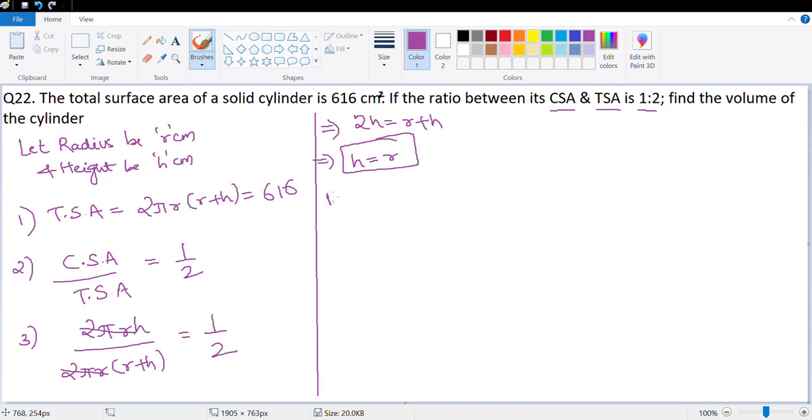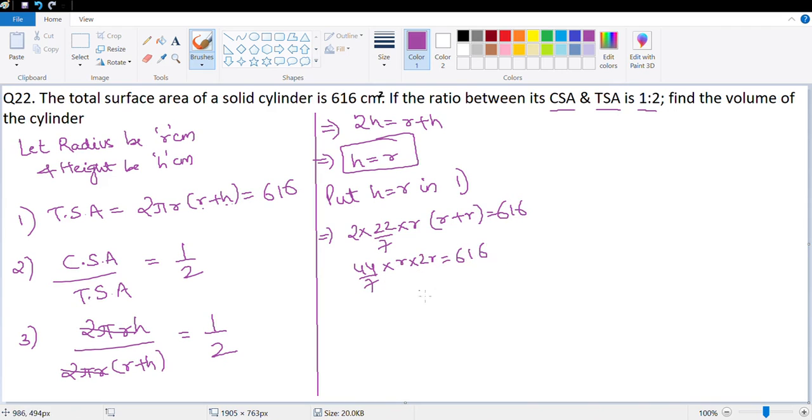Now let's put h is equal to r in step 1, and what we get is 2 into 22/7 into r multiplied with (r plus h). So instead of h I am putting r, which means r plus r is equal to 616. So this is 44/7 into r into 2r is equal to 616, which means r square is equal to 616 into 7 upon 44 into 2.